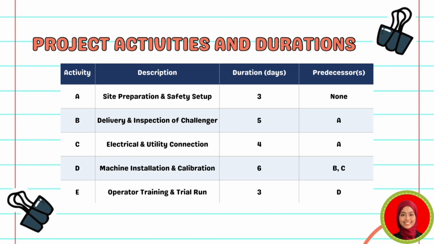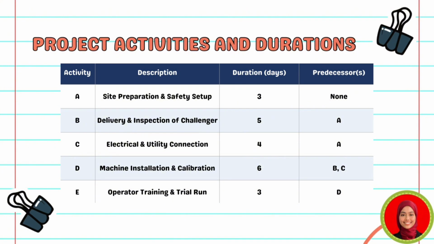The project consists of 5 activities. Activity A is site preparation and safety setup, which takes 3 days and has no predecessors. Activity B is delivery and inspection of the Challenger machine, which takes 5 days and depends on Activity A. Activity C is electrical and utility connection, which takes 4 days and also depends on Activity A.